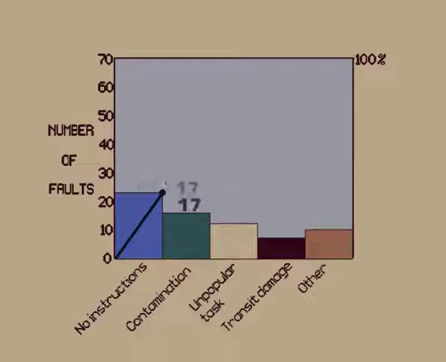Now repeat the process, adding the 17 represented by the second column, and the line rests on the 39 level. The process is again repeated, this time adding the 14 represented by the third column, and the line now rests on the 53 level. The process is repeated for each column until the line reaches the 70 fault level, which is 100% of the items.